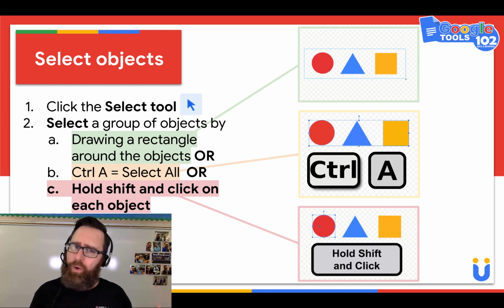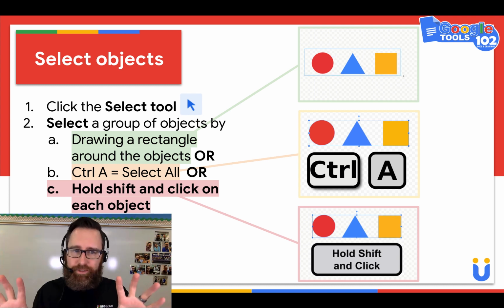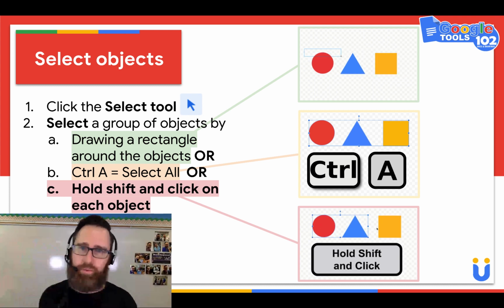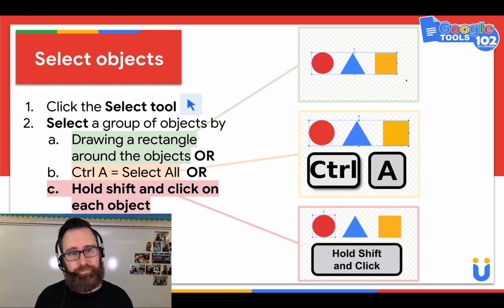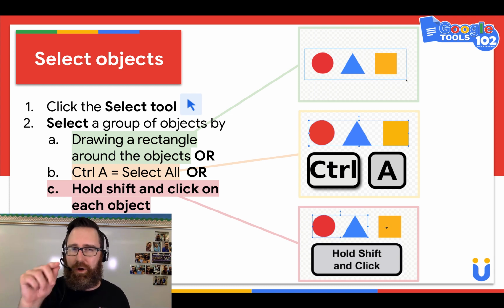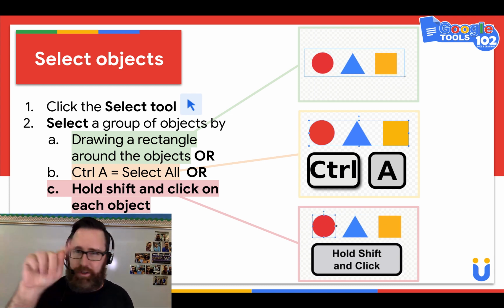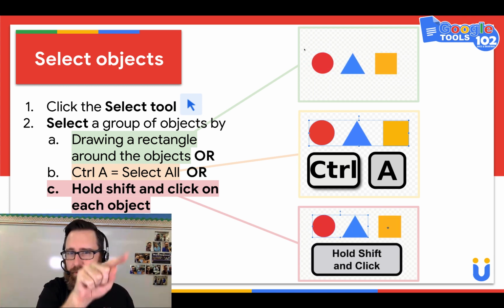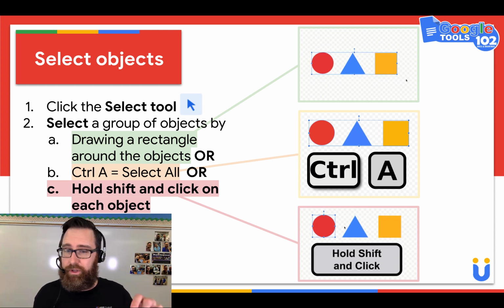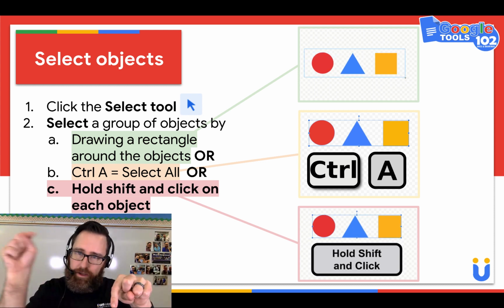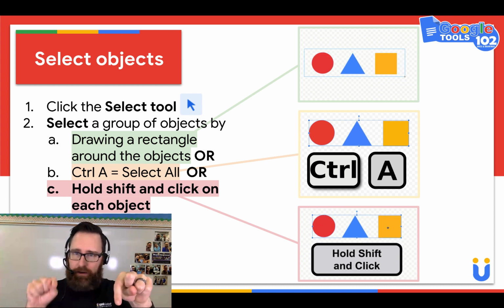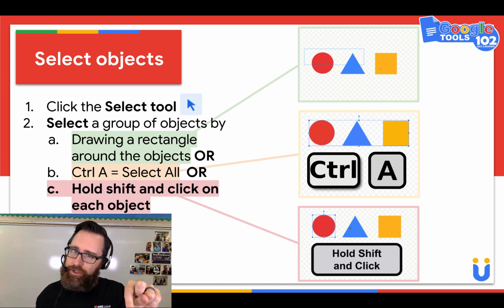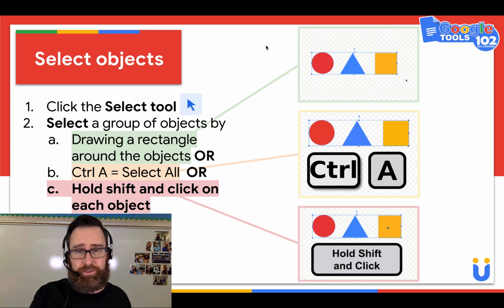I do it often. Or do you want to select all the objects by pressing Control A, which is select all, A for all? Or a third option, which I also use a lot, is if you want to select only certain objects, you don't want all of them or a rectangle of objects, you want an object up here and down here and over here, well then you can hold Shift and click one object at a time. And while you're holding Shift, it will select all of the objects that you click on. Let me show you what this looks like.